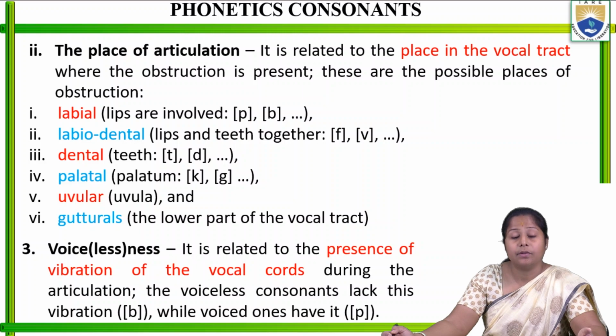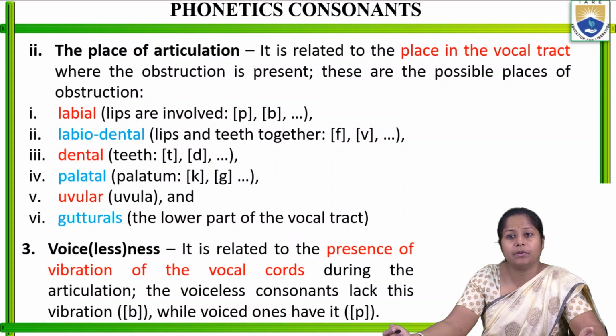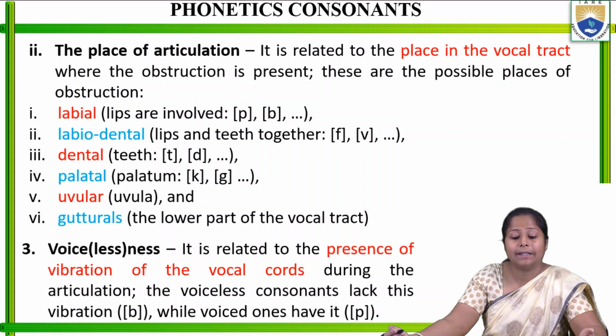Next is uvular. Whenever the uvula comes into play to make a letter sound, that comes under this type of articulation. Next is gutturals, which is when the lower part of the vocal tract is used to make some alphabet sound, either a word sound or a sentence sound, right? So these were all the phonetic consonants with the help of place of articulation.